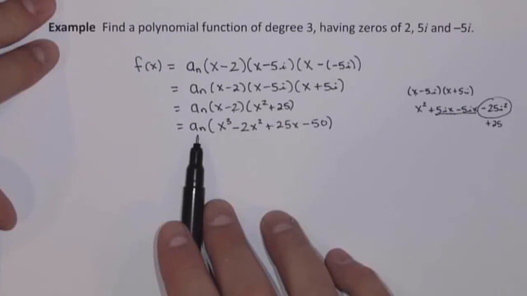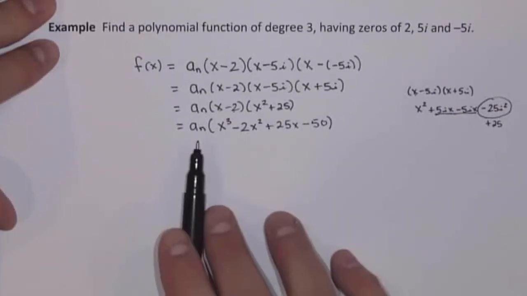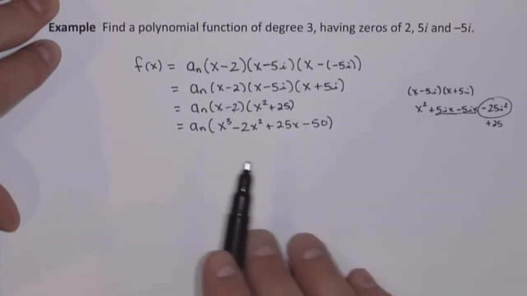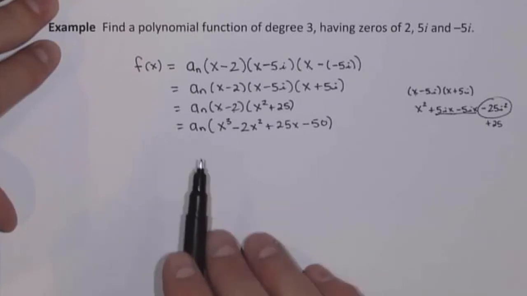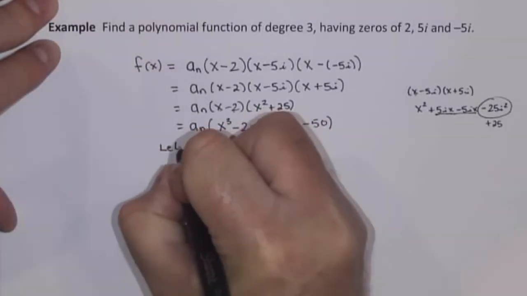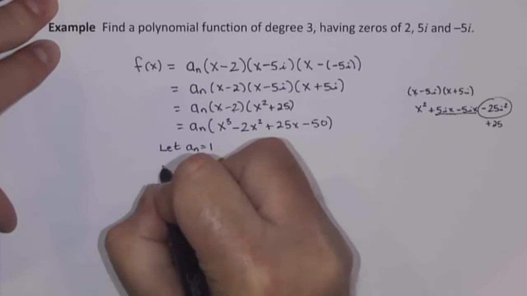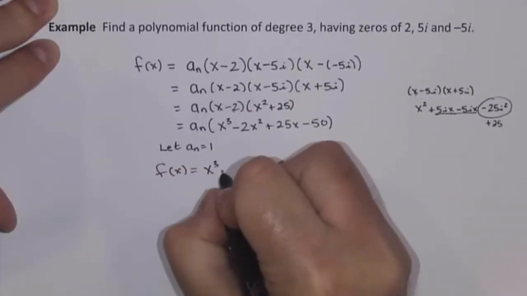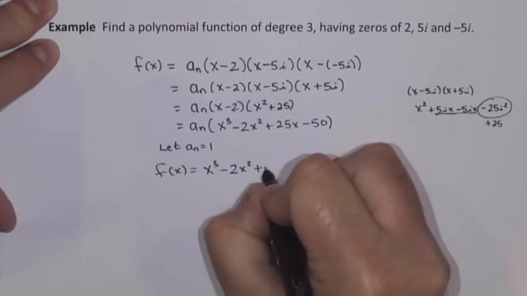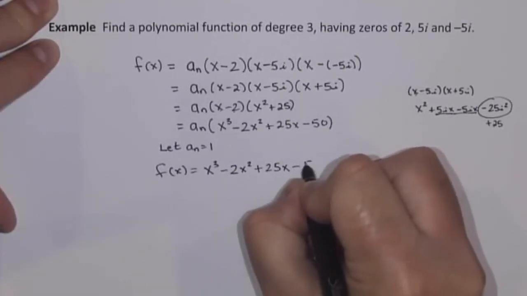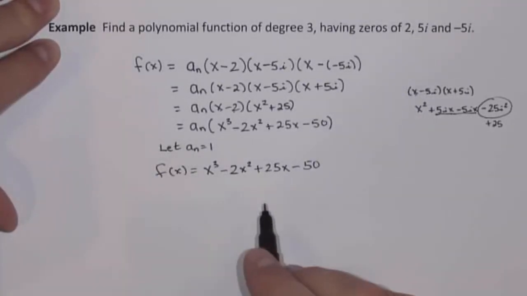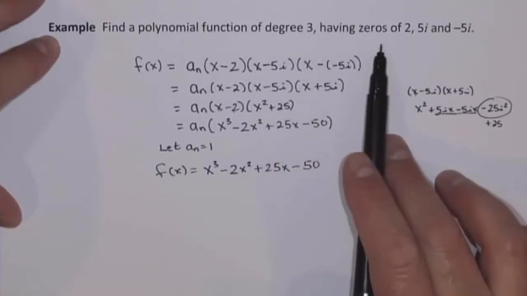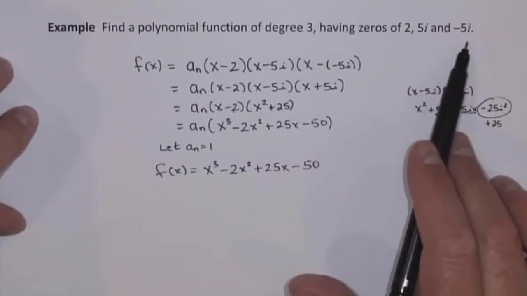And again, a sub n could be any constant. So it could be 1 times this, it could be 2 times this, it could be negative 15 times this. A sub n could be any constant. Usually on problems like this, we let a sub n equal 1. So if a sub n equals 1, then our function's going to be 1 times x cubed minus 2x squared plus 25x minus 50. And so this is the simplest polynomial function of degree 3 that has zeros of 2, 5i, and negative 5i.